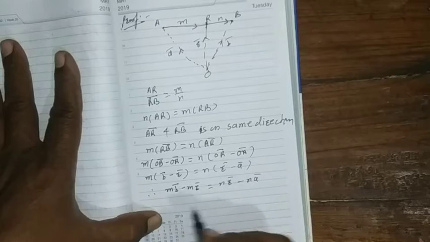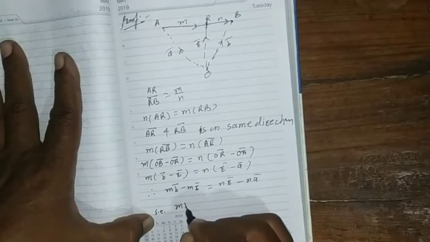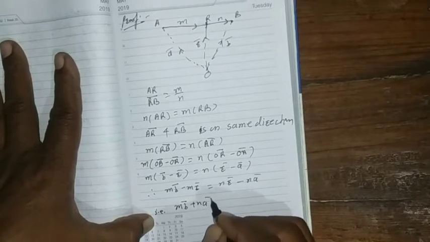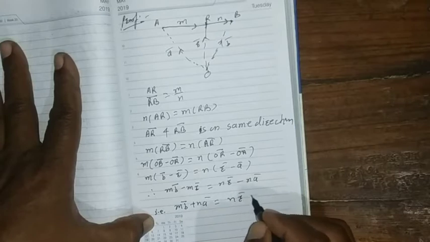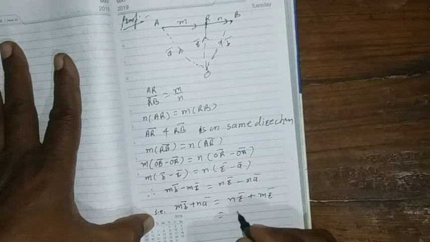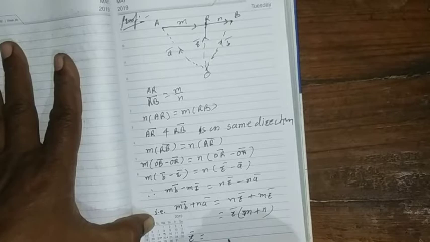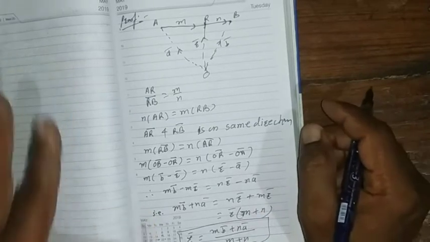Then we put this value in this. That is, m vector B plus n vector A is equal to n vector R plus m vector R, and R is common, so it is equal to vector R in bracket m plus n. Therefore vector R is equal to m vector B plus n vector A divided by m plus n. That is the proof.